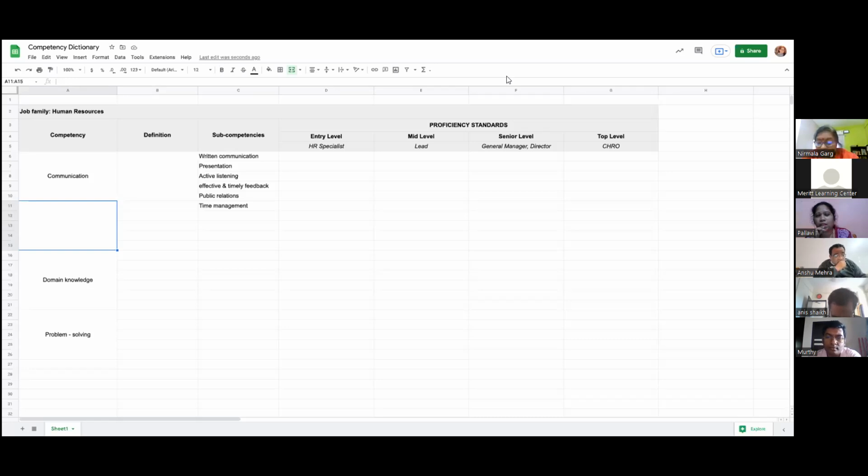Can we make it analytical decision making? Because we have to analyze lots of data and then we have to go for a decision making. That could again come under a related competency, right? Okay. Look at it a little broader.